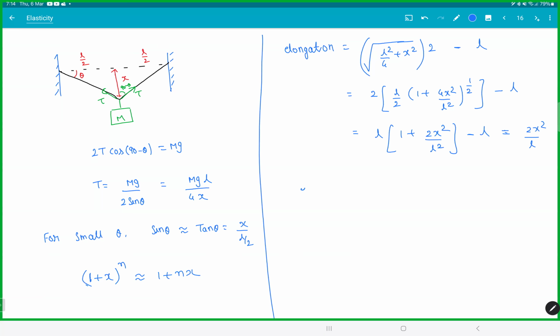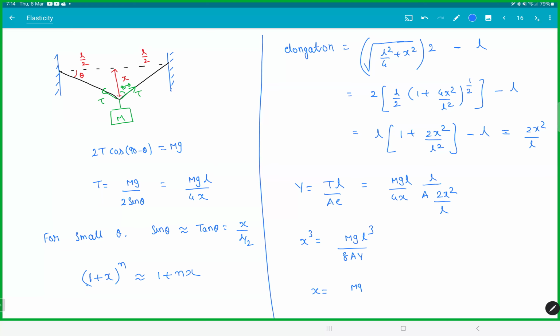I got tension in terms of x. So Young's modulus Y is equal to tension times length by A times elongation. So tension is mgL by 4x, length L, this is area, and this is 2x square by L. So we have x cube is equal to mgL cube by 8AY.